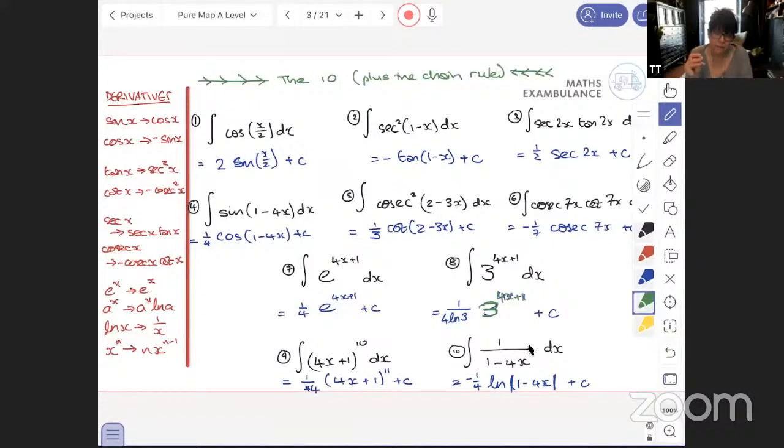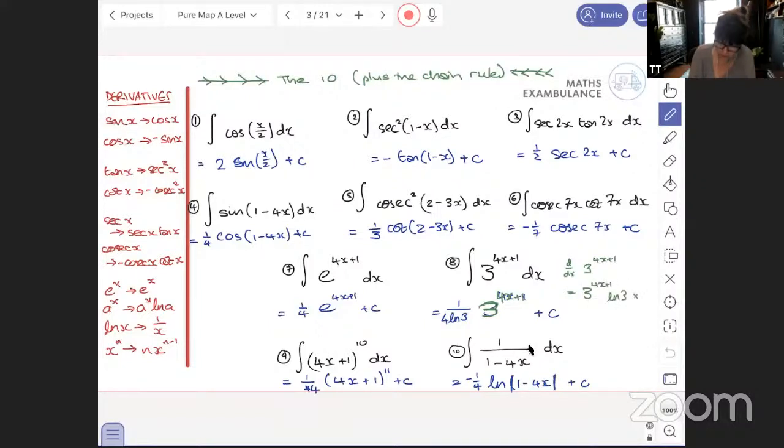Now, everything I'm doing from this point is differentiation, everything. So what I thought was, what is the derivative of 3 to the (4x add 1)? It is 3 to the (4x add 1) times ln 3 times 4. That's what the derivative is. I'm differentiating using the chain rule. The derivative of 3 to the x is 3 to the x ln 3.